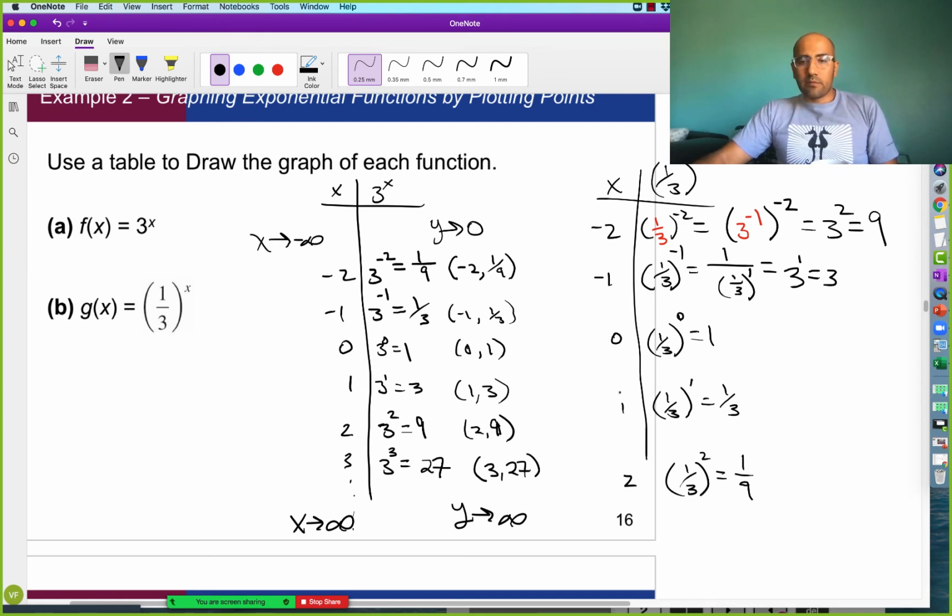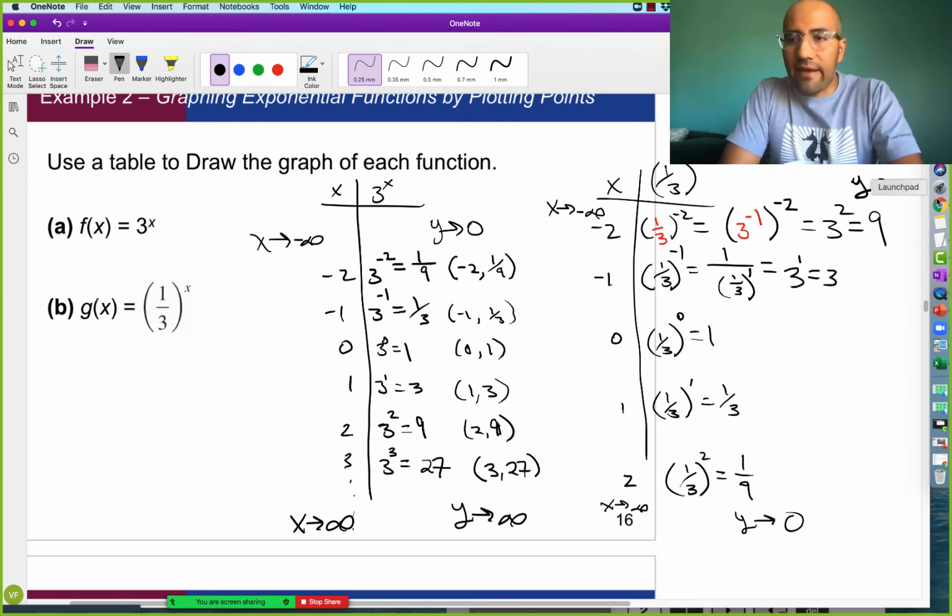As the input gets bigger and bigger, as x approaches positive infinity for this function, the outputs are getting smaller and smaller. The outputs here are heading towards 0, whereas over here, as the inputs are heading toward negative infinity, right? Because we have a fraction 1/3 raised to a negative exponent, then this thing is heading toward positive infinity. Good? Questions, comments?